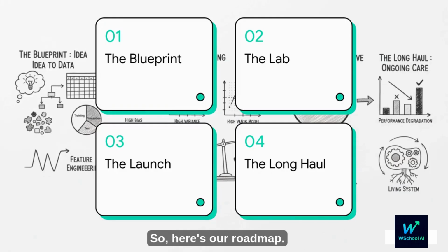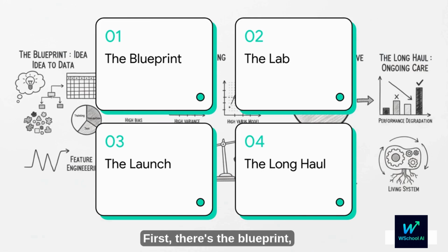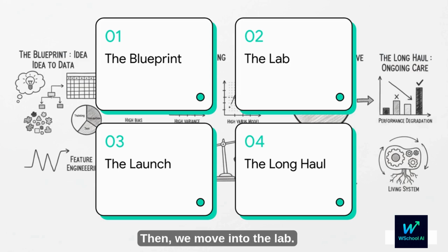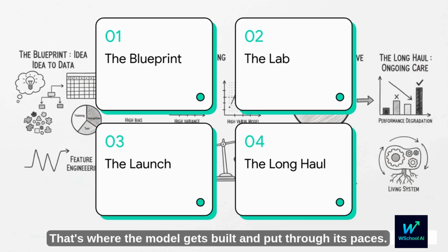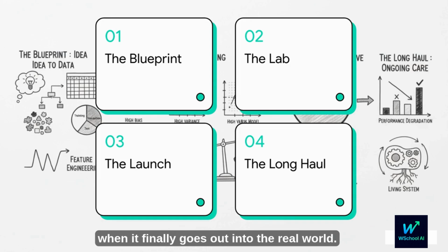So here's our roadmap. We've broken the whole process down into 4 key phases. First, there's the blueprint, which is all about laying that solid foundation. Then we move into the lab. That's where the model gets built and put through its paces. After that, it's the launch, when it finally goes out into the real world. And last but not least, the long haul. Because as you'll see, a model's work is never really finished.